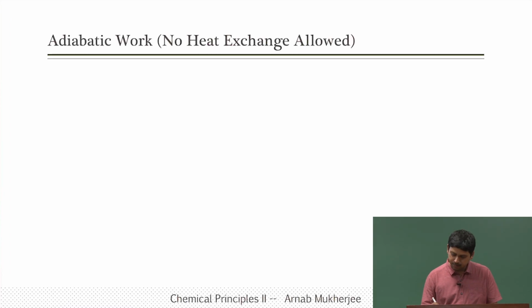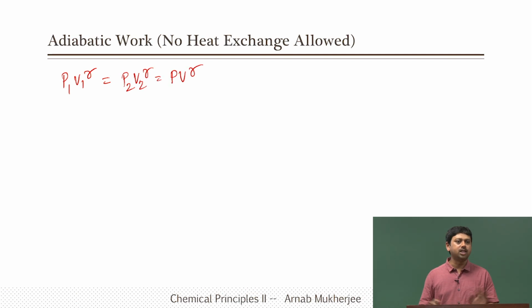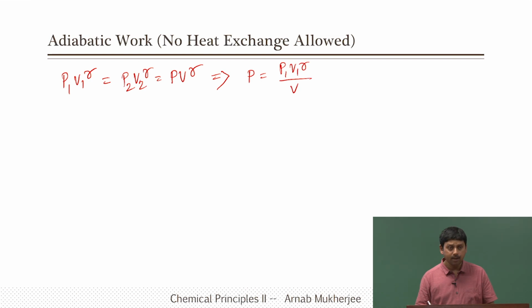So, now that we have derived that, let us write it here. What we have seen is that P 1 V 1 to the power gamma is equal to P 2 V 2 to the power gamma, equal to P V to the power gamma in general. Once that is the case, we can express any general pressure as P 1 V 1 to the power gamma divided by V to the power gamma. Now, we are going to calculate the work done.